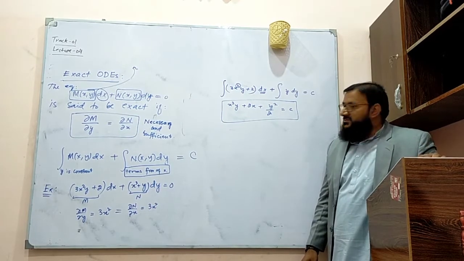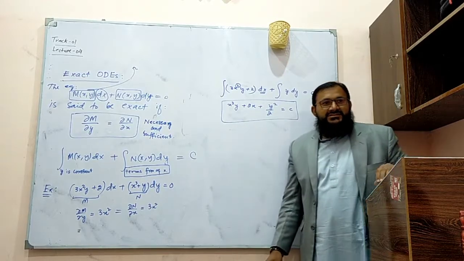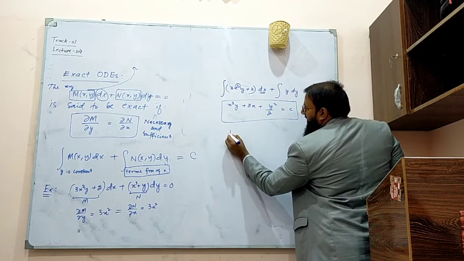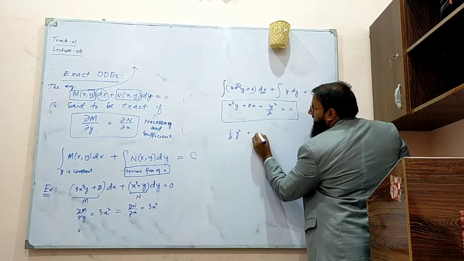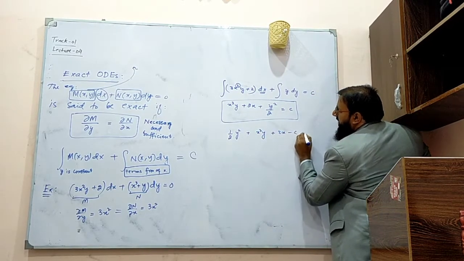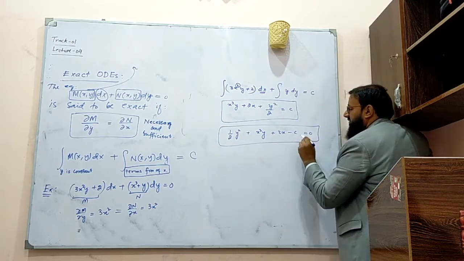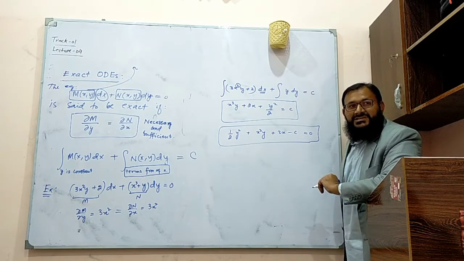It is implicit, but explicit can be done. One upon 2 y square plus x cube y plus 2x minus C equals 0. You solve this with the help of the quadratic formula, and you will get explicit solutions.